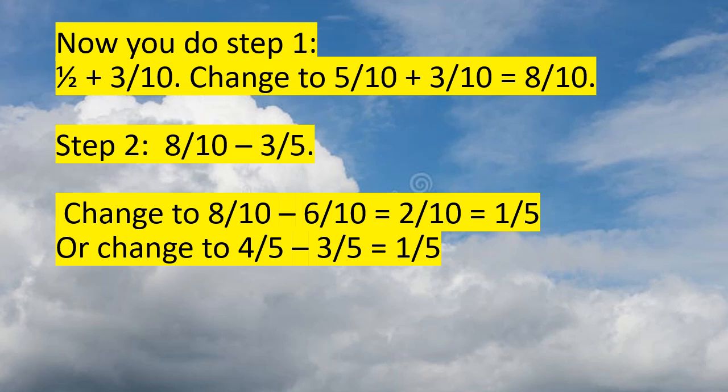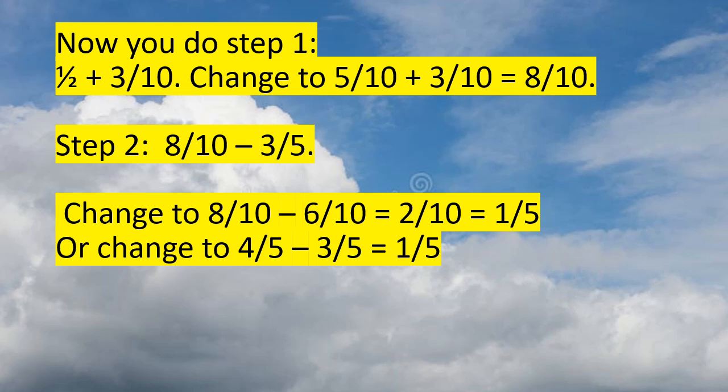Now you do step 1. 1 by 2 plus 3 by 10. So you change the 1 by 2 into 5 by 10, and you have 5 by 10 plus 3 by 10 equals 8 by 10. Step 2, 8 by 10 minus 3 by 5. So you change that to 8 by 10 minus 6 by 10, and the answer for that is 2 by 10, or when you simplify it, 1 by 5.